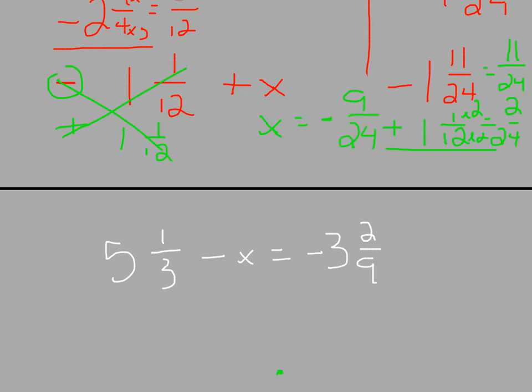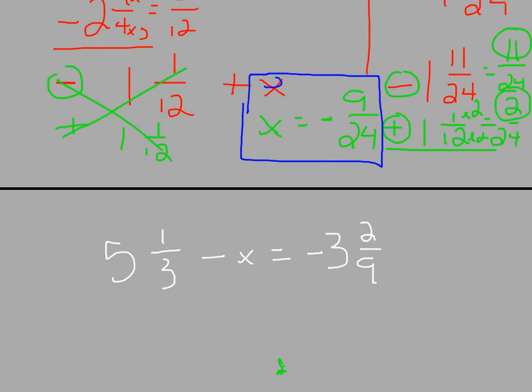So again, we went 11 minus 2 right here to get the 9. And we subtracted because our signs were different. This one was negative, this one was positive. Subtract. 1 and 11/24 is bigger than 1 and 1/12. So since 1 and 11/24 was negative, our answer is negative. And so we end up with x equals negative 9/24 right there.